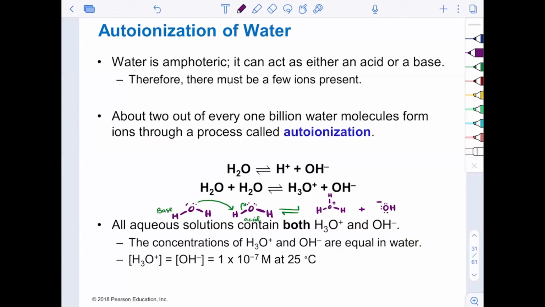All aqueous solutions do contain both H3O plus and hydroxide in the solution. The concentrations of H3O plus and hydroxide are equal in water. So when we're looking at a pure water solution, the concentration of hydronium is equal to the concentration of hydroxide, which will be 1 times 10 to the negative 7 molarity at 25 degrees Celsius.